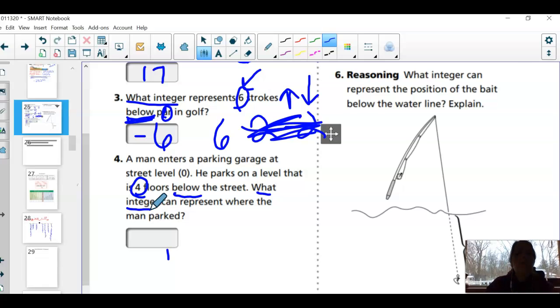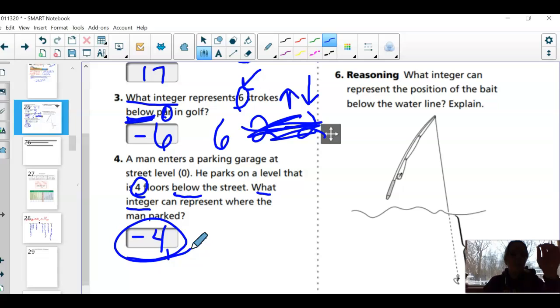Okay, so you need to write an integer. Okay, go ahead and try that one. If you said 4 is my number and it's a negative 4, you were correct because below, bajo, significan negativo, tells me it's negative.